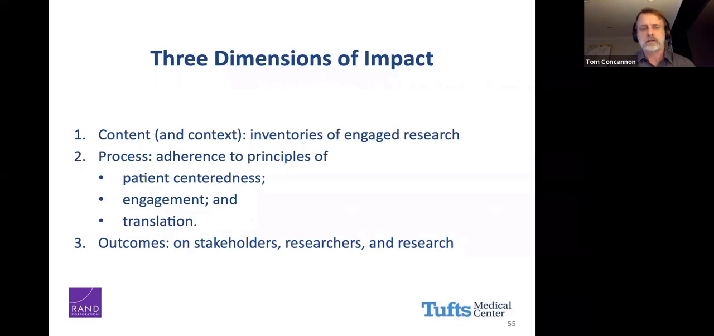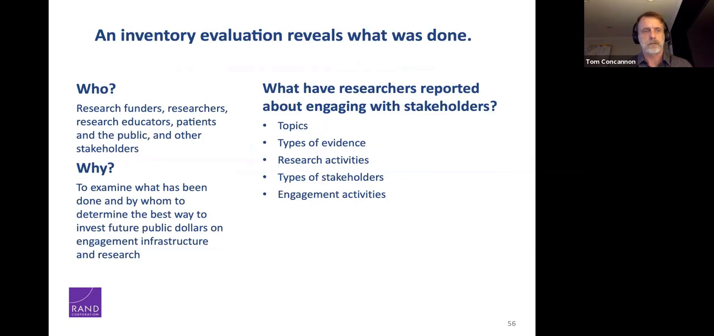And I think there are 3 dimensions of impact, and this is not really that unusual, that they follow along a routine and standard evaluation matrix where we identify the content we're evaluating, the process of activities that we're looking at. And here we're talking about the process of engagement, so adherence to principles of patient-centeredness, engagement, and translation of research to end users. And then the outcomes on stakeholders, on researchers, and then on the research itself. So the first dimension, the content, is an inventory evaluation. It's sort of assessing what it is we did in the engagement work.